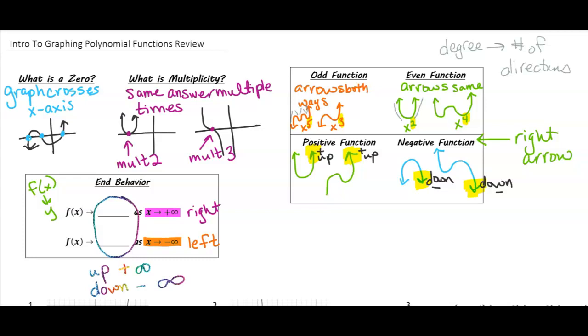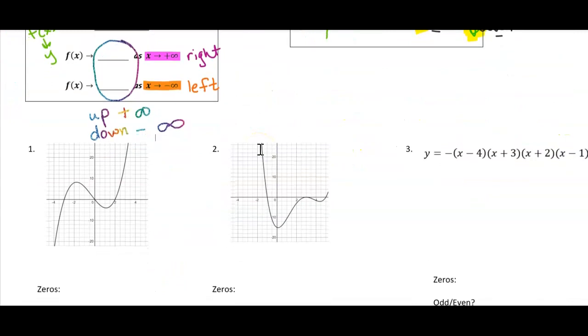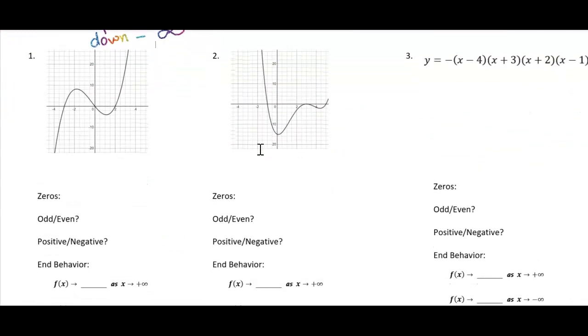Okay, so let's try this information on 3 examples, and hopefully that will help you get a review and reminder of some things. Okay, so right here, zeros. Remember, zeros are where it crosses the x-axis, and so it crosses here, here, and here. So that's -3, 0, and 2.